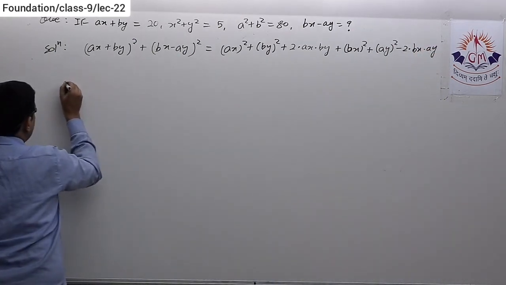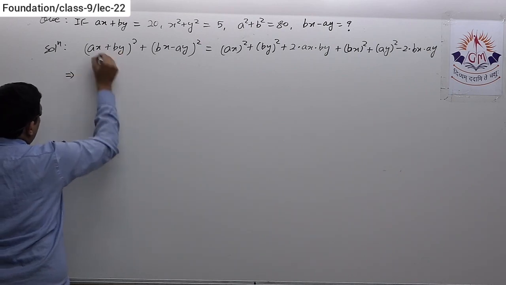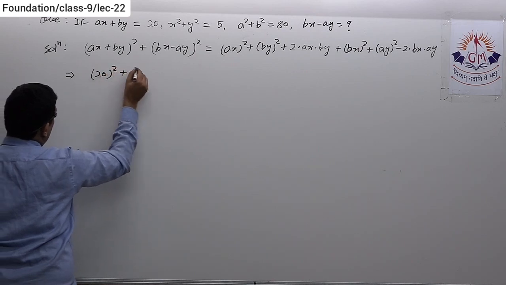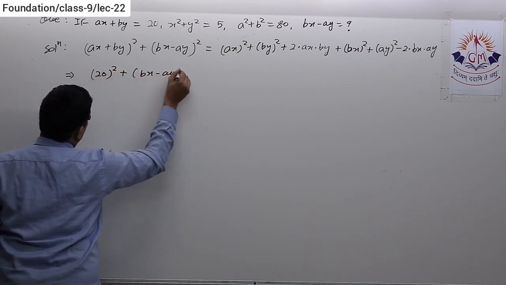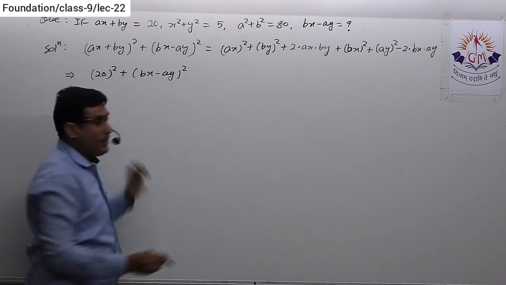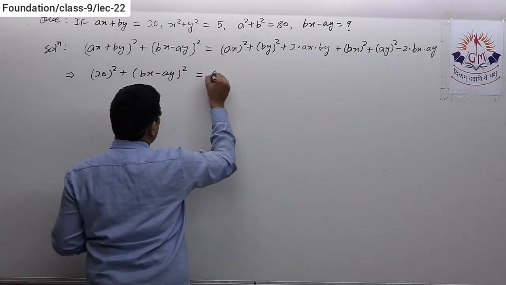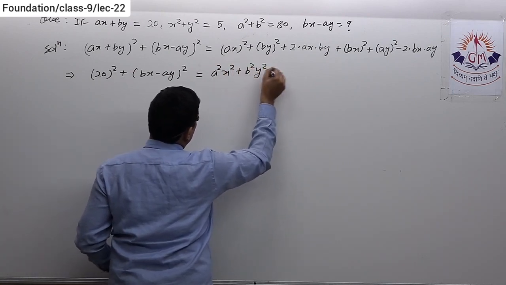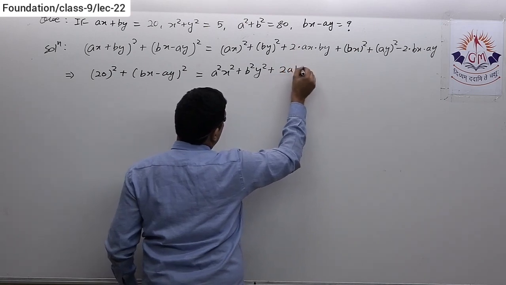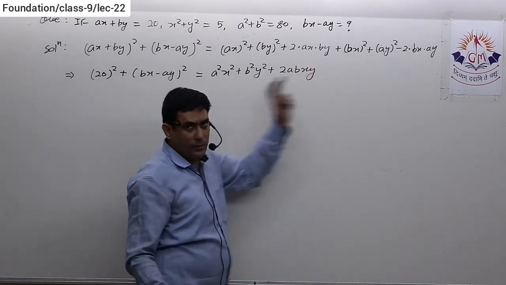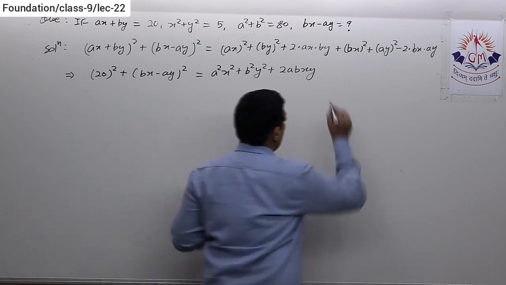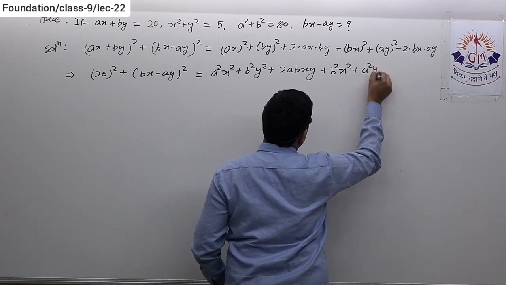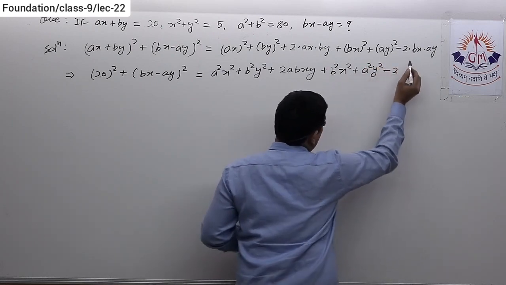Now further, this value I have, what's the value of ax plus by? 20. So 20 square plus (bx minus ay) I need to find. Okay, now on the right hand side, this gives me a square x square plus b square y square plus 2ab xy. All are in multiplication, so I wrote 2ab xy. Over here, b square x square plus a square y square minus, this is again 2ab xy.